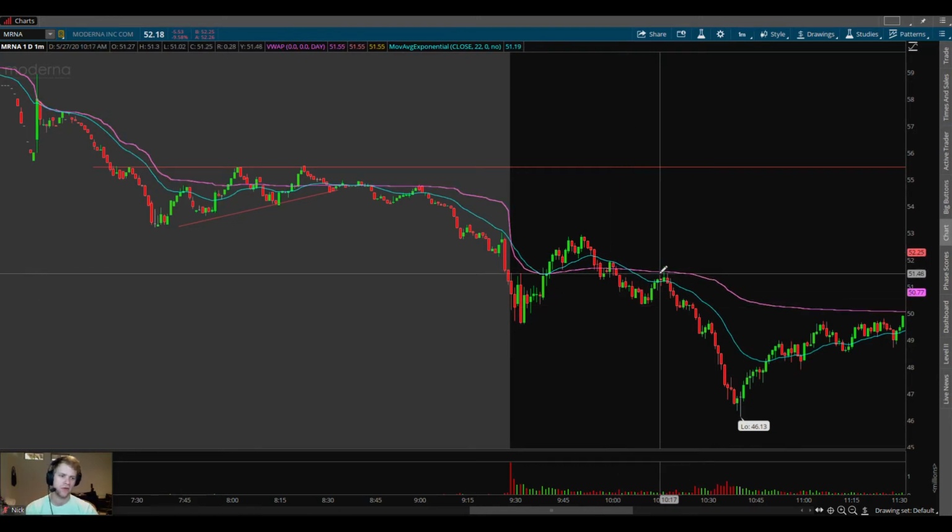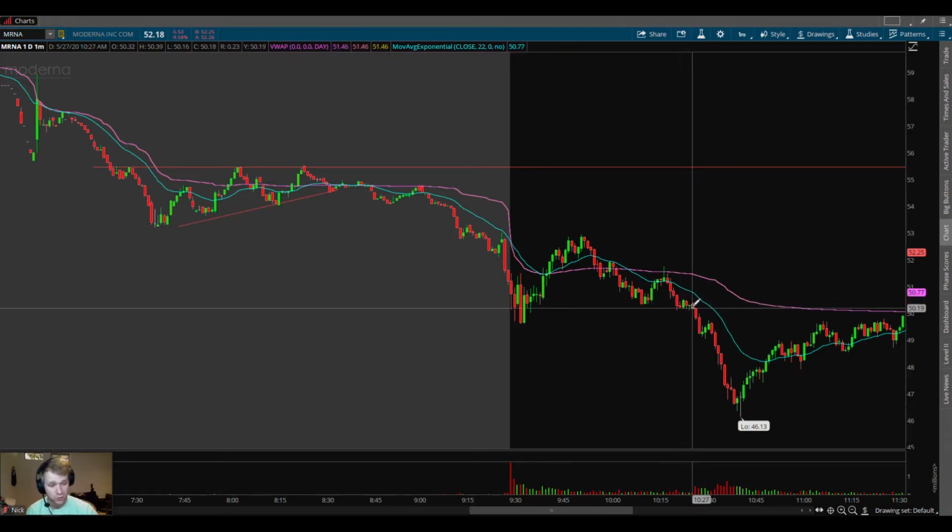Obviously, I wouldn't have held the whole thing from top to bottom. But you had multiple reentries. You even had this reentry in here. If you look at this little flag here right at the lows, you had that VWAP retest.